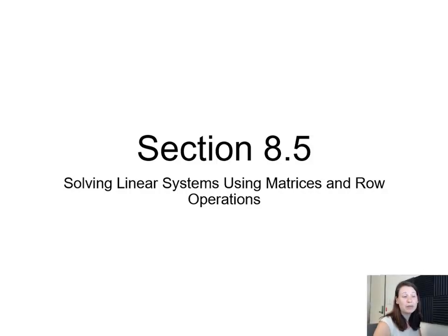This is section 8.5, solving linear systems using matrices and row operations. So first, let's just take a second before we get into the section. Before this, we've talked about different types of linear systems, right? 2 equations with 2 variables, 3 equations with 3 variables. So now this is just another way to solve those, okay?